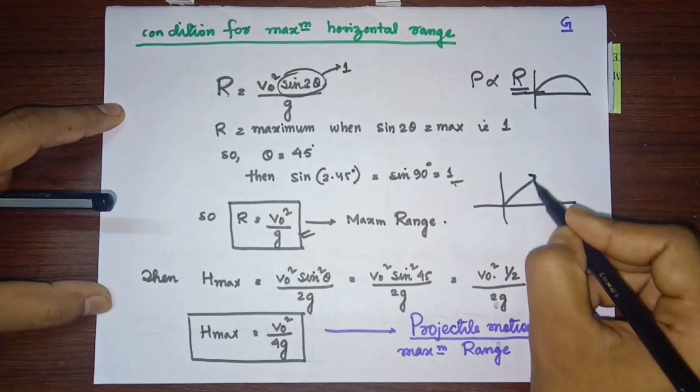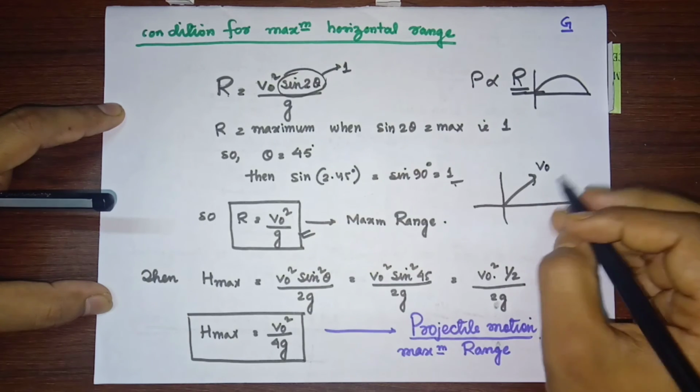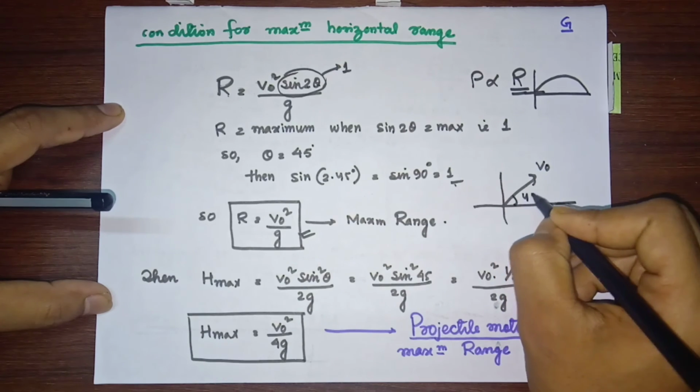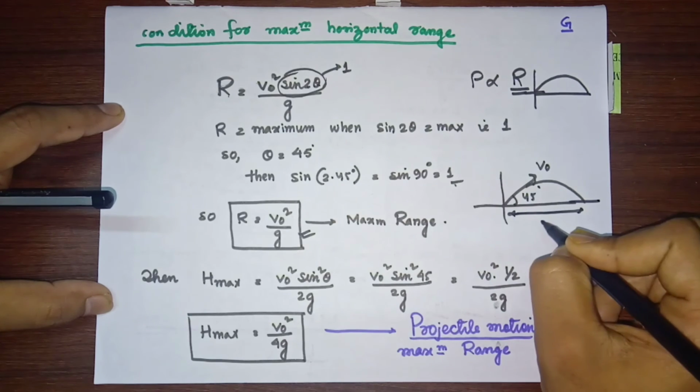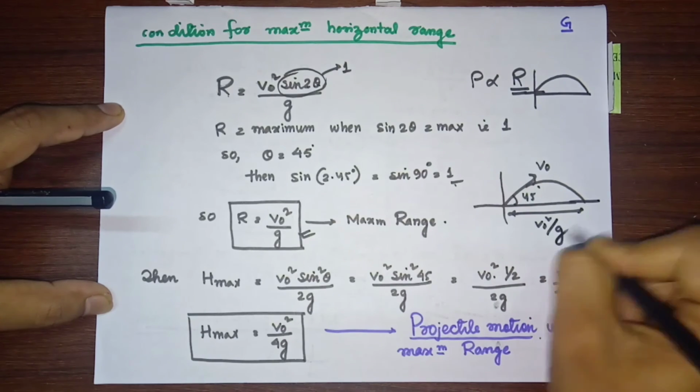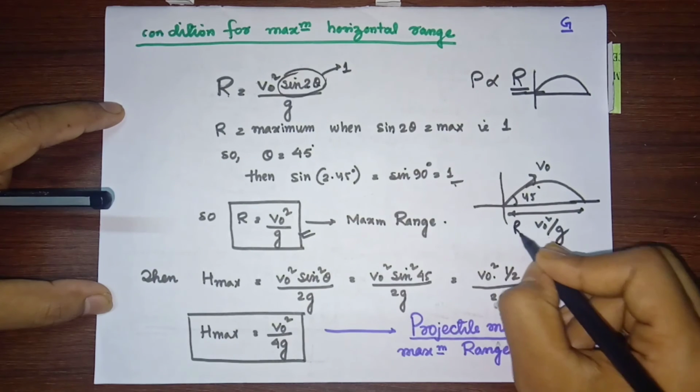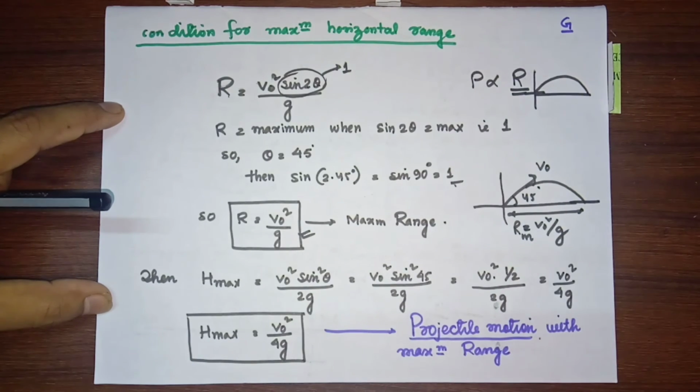That is, if the projectile is projected with a velocity v naught at an angle theta of 45 degree, it will get the maximum range of v naught square by g. So r max is v naught square by g.